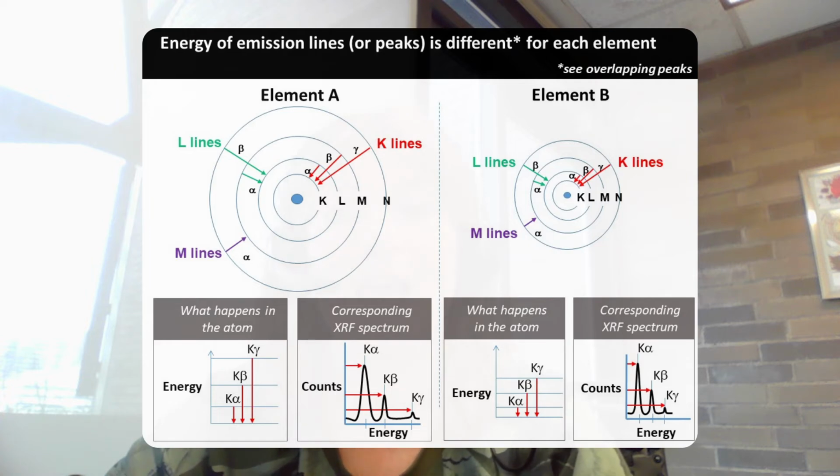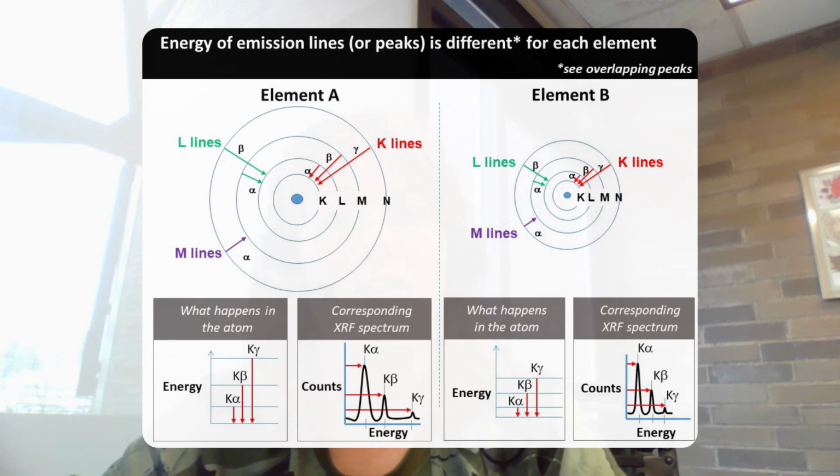For element A, we can see that the K lines are taller, meaning that they are more energetic than the corresponding K lines for element B. Notice the left panel for each element shows the K lines in an energy level diagram. The detector inside the X-ray fluorescence instrument is able to measure the different emission energies of the atoms as they emit X-rays.